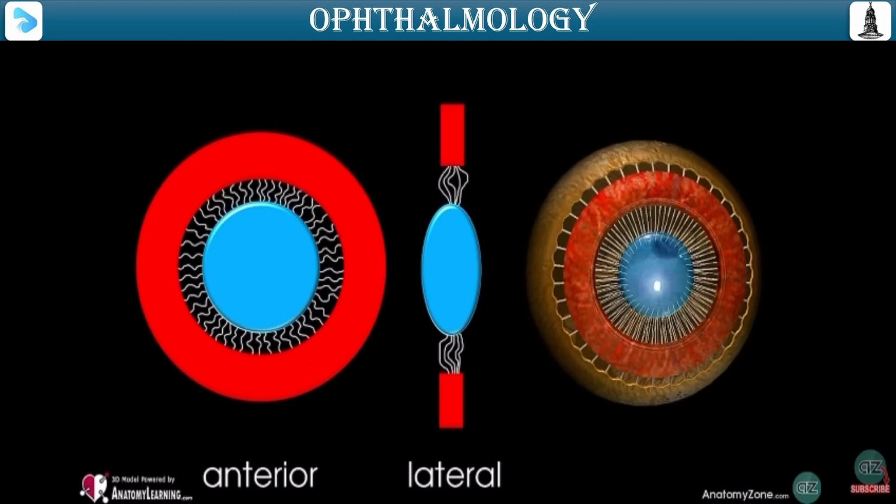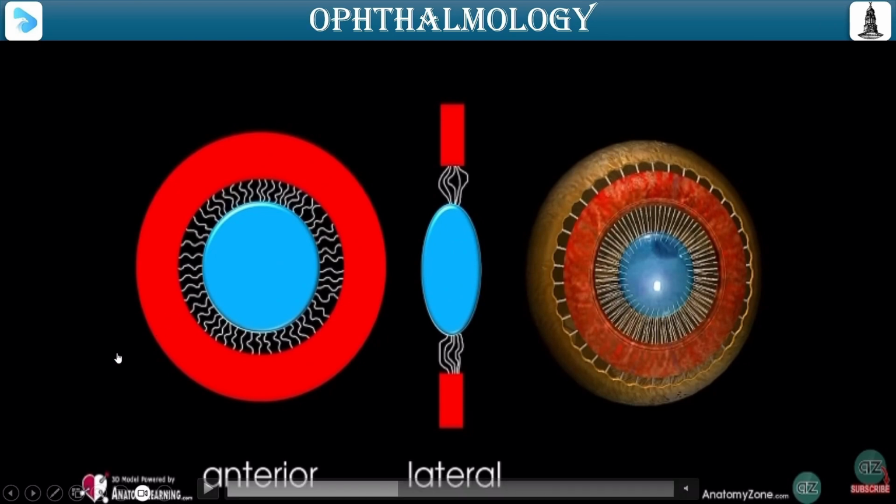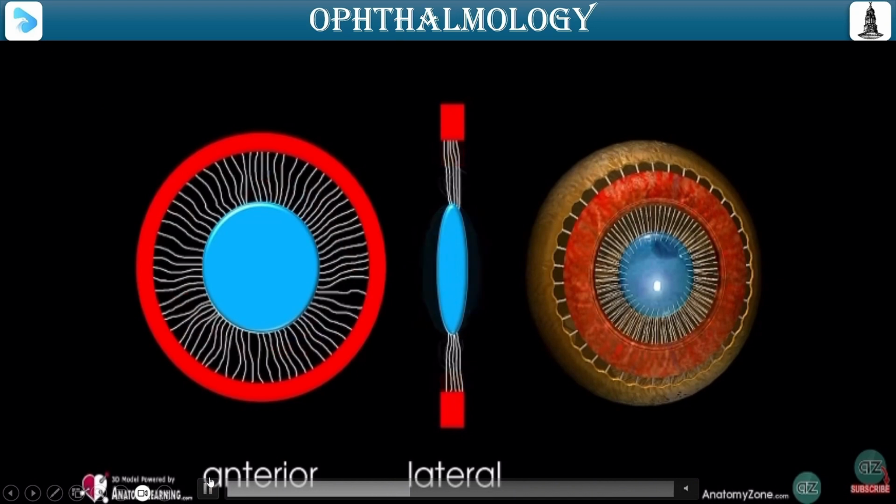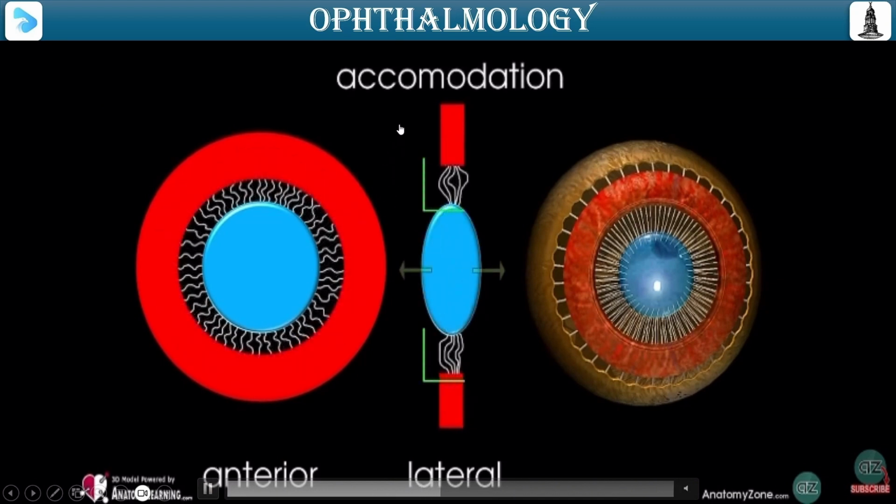When the lens becomes more convex, this increases the refractive power of the lens. And if we increase the refractive power of the lens, that makes it easier to see near objects. Okay, and this is called accommodation.